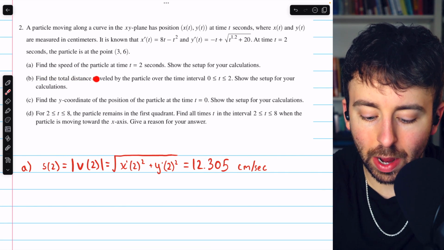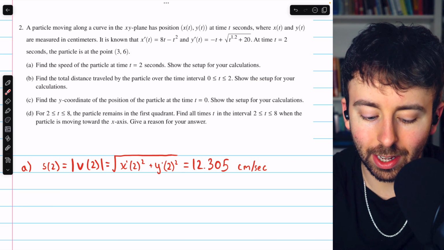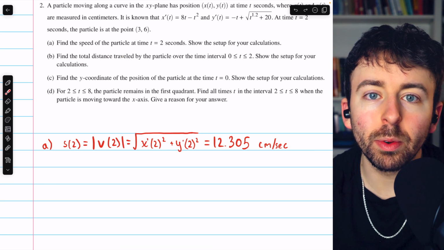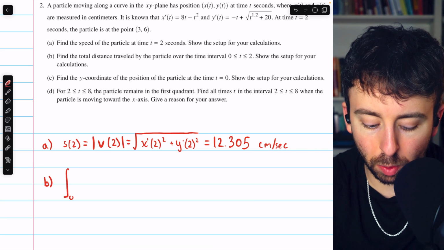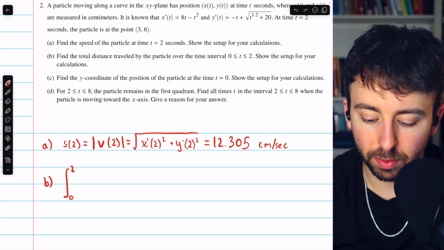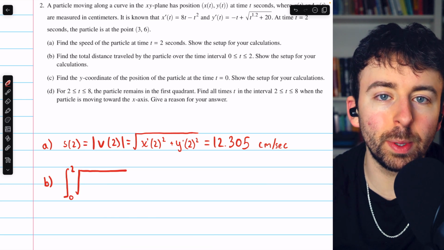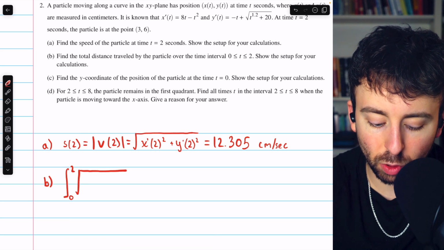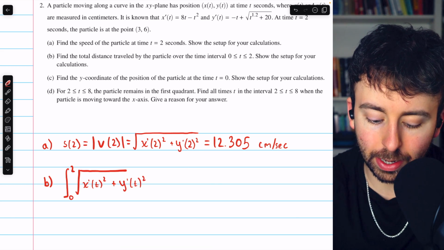Find the total distance traveled by the particle over the time interval from 0 to 2, and show the setup for your calculations. To find the total distance traveled, we don't want to integrate velocity because that would give us displacement. Instead, we want to integrate the speed. So for part B, we will be integrating over that relevant interval from 0 to 2. And what we're integrating is the speed. If we accumulate the speed at all the moments during this interval, we will get the total distance traveled. So we're integrating the square root of x prime of t squared plus y prime of t squared. And we will use our calculator for this.